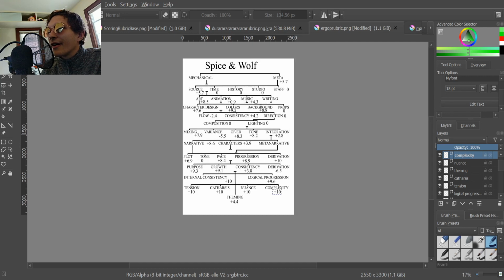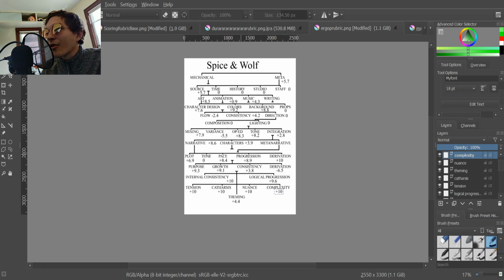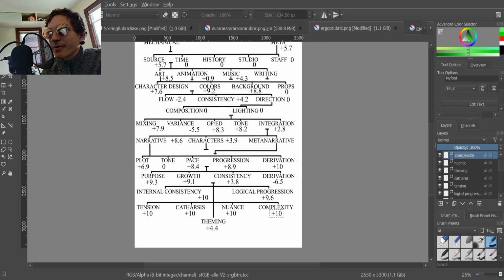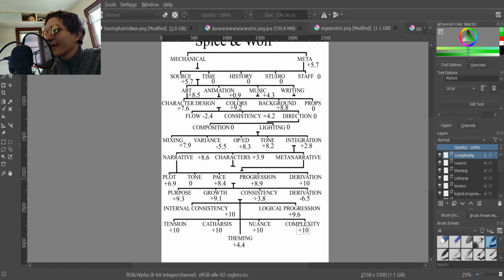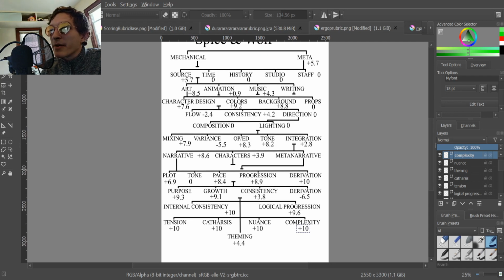The meta-narrative of Spice and Wolf is really strong and part of why I like it so much, so it should be no surprise to anybody that meta-narrative is really strong for this one, because I'm big on meta-narrative stuff.